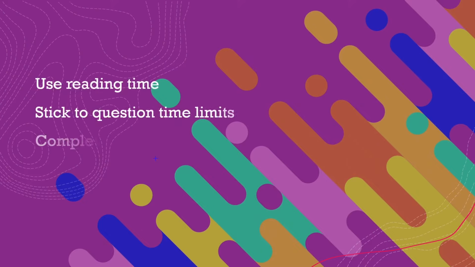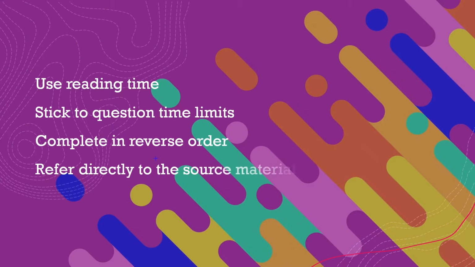Four key things to remember for an effective section 1. Use your reading time to carefully read the questions, look at the plates, and choose your essay question. If you choose your essay question at the start of the time, your brain will be working on it in the background while you do section 1.